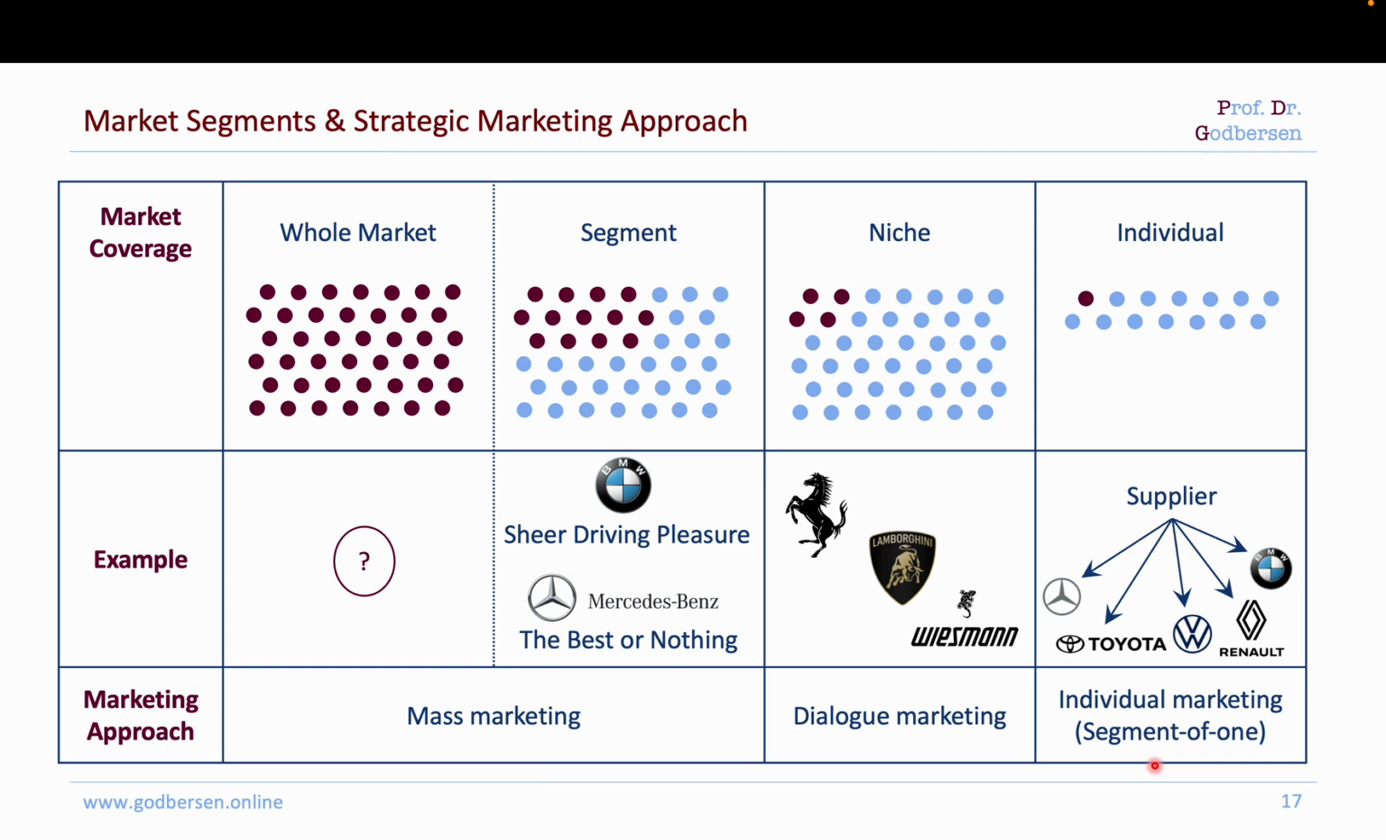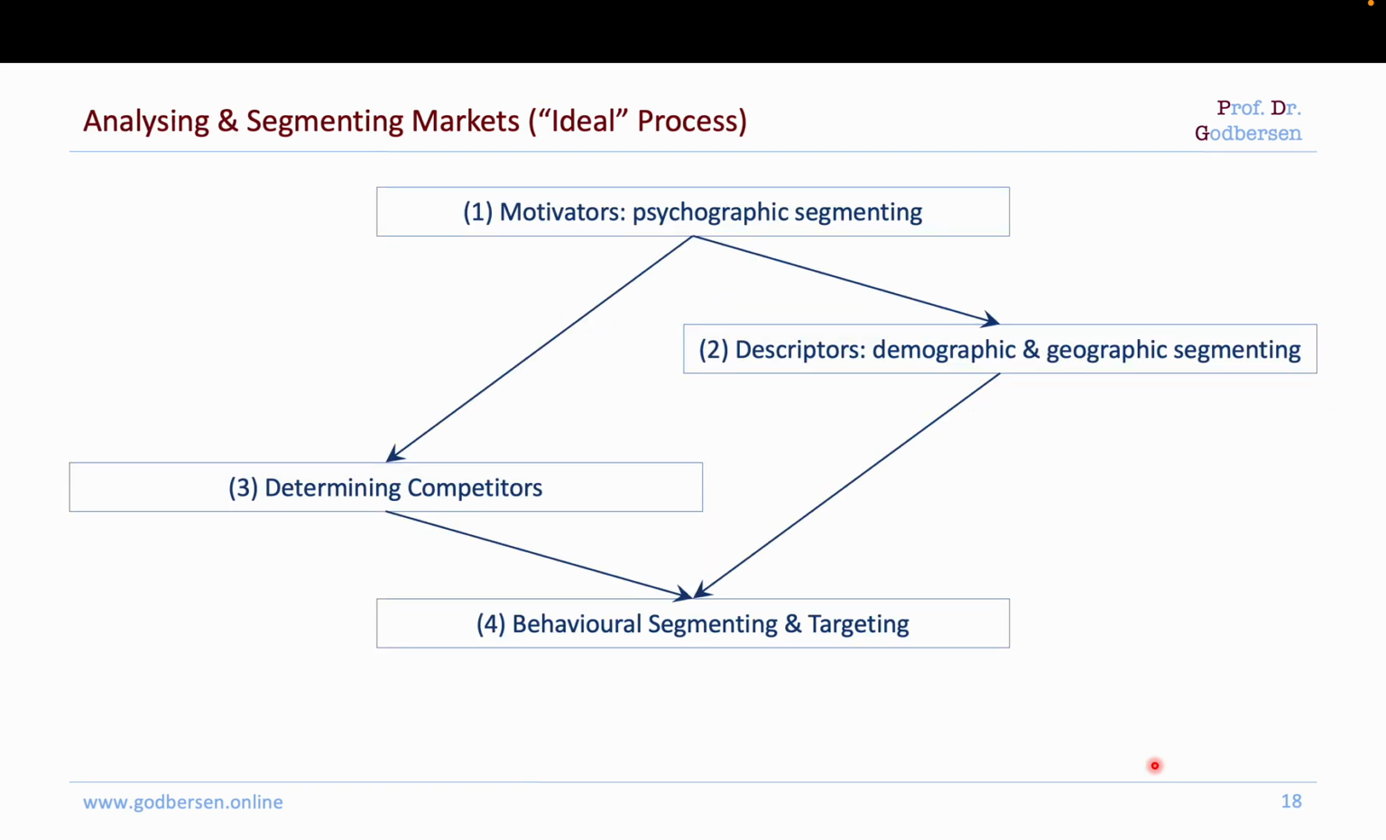Coming to what I think is the ideal process of market segmenting. You start with analyzing the motivators. People are buying brands because of their needs and wants. In other words, because of their motives. And this should then be the starting point of your segmenting. This is what you can call psychographic segmenting.